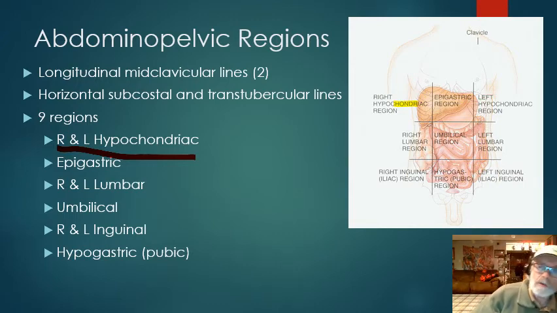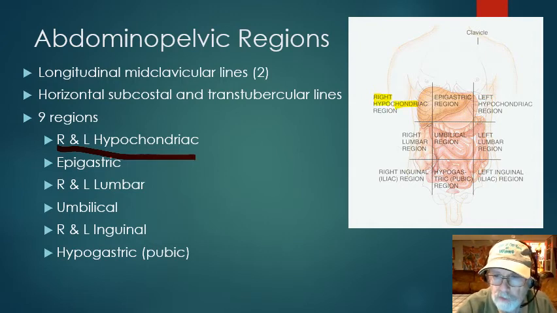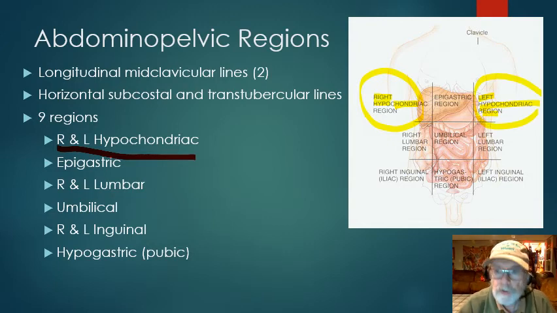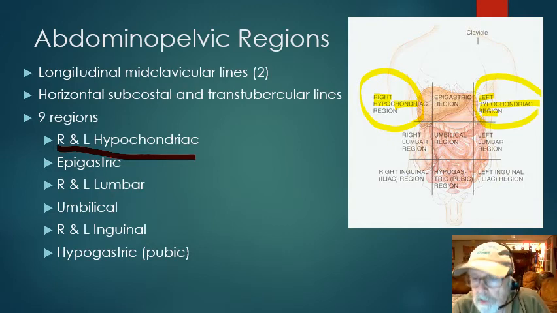So since this is on the right side, and it's below the cartilage of the ribs, it's called the right hypochondriac region. Left side is really simple. It's called the left hypochondriac region because it's on the left side, and it's below the cartilage of the ribs, hypo-chondriac.